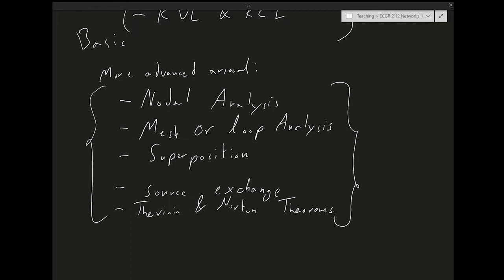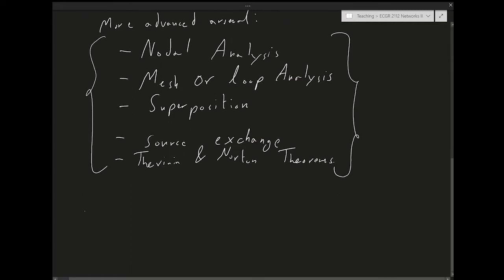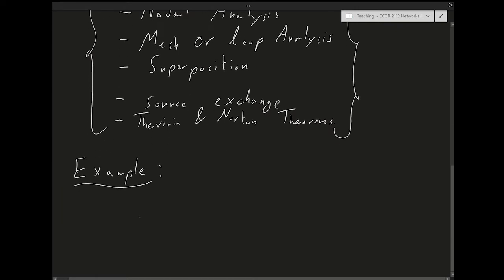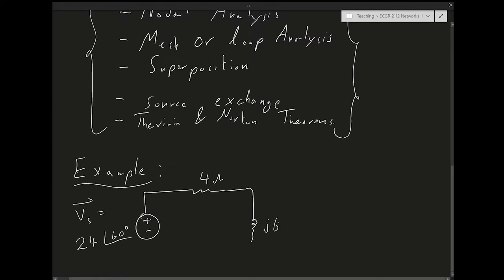Okay, so let's do one example. So say we have this circuit. Vs equals 24 volts at 60 degrees. Then we have a resistor, 4 ohms. We have an inductor. The impedance is already calculated at 60 hertz to be j6 ohms. You don't have to do that calculation.